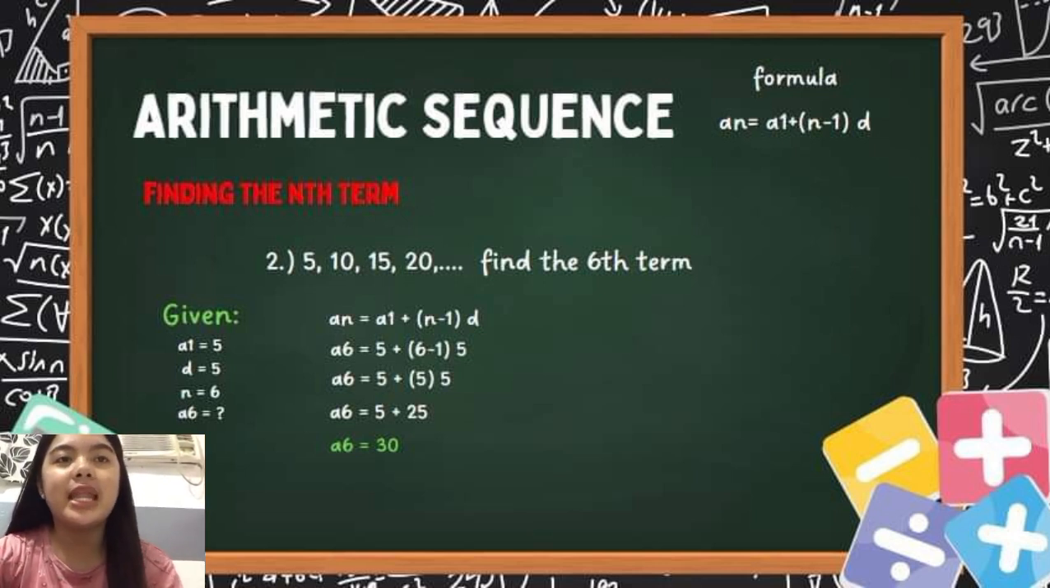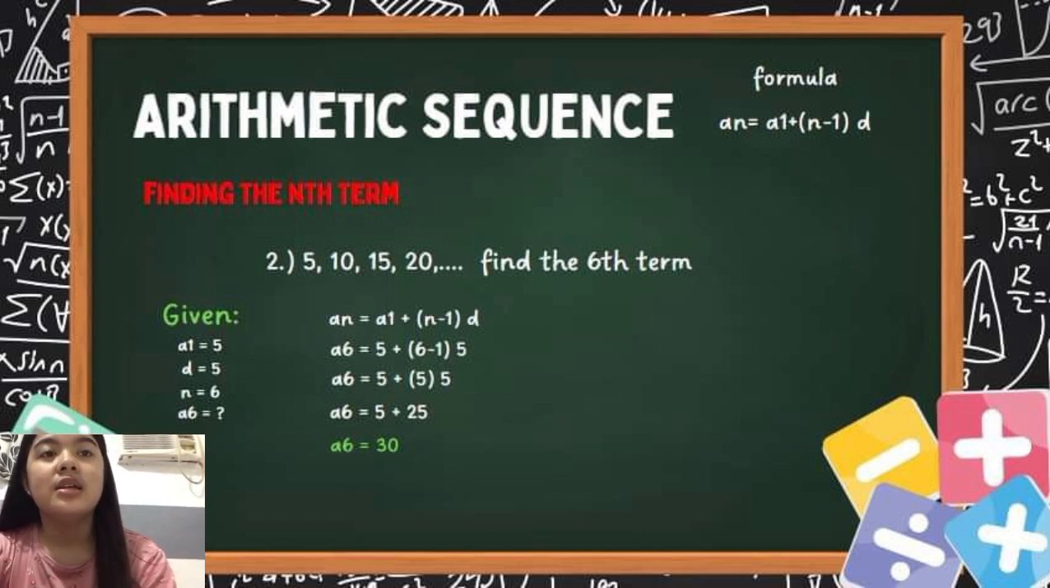So ayun yung formula natin. A sub 6 is equal to 5 plus 6 minus 1 times the difference. It will be a sub 6 equals 5 plus 5 times 5. So 5 plus 25 because 5 times 5 is equal to 25. Therefore, 5 plus 25 is equal to 30. So our a sub 6 is 30.